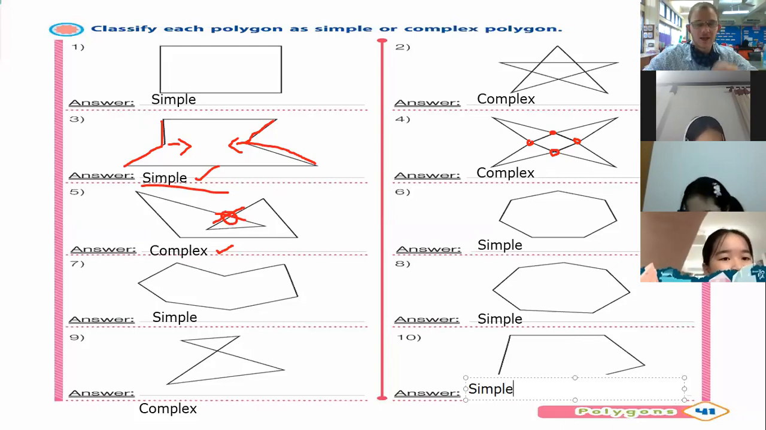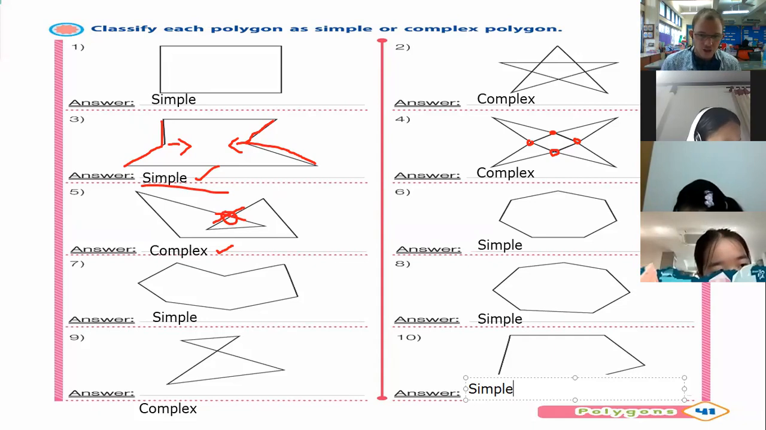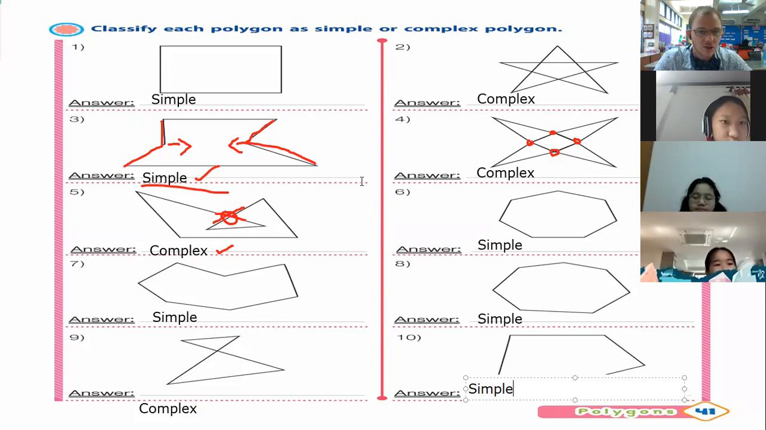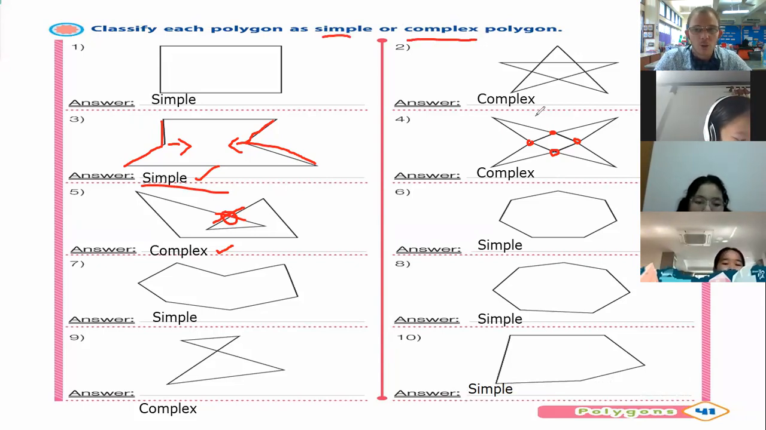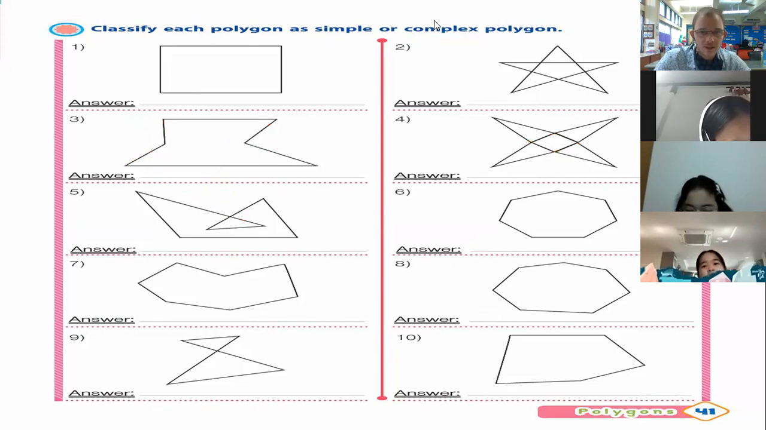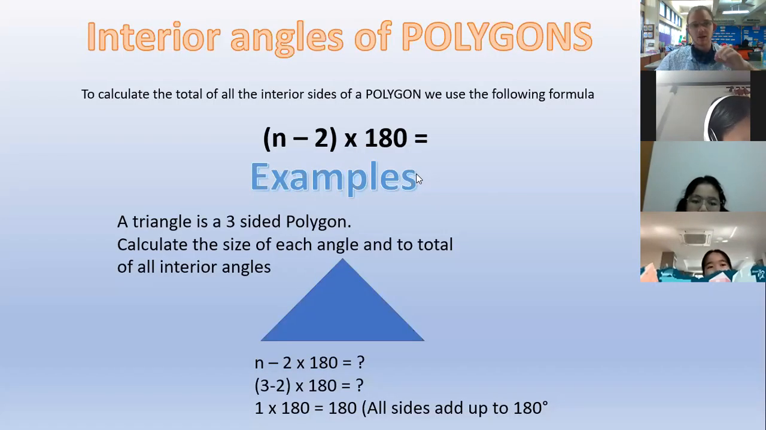Simple. Excellent. So this is just a short example, a short set of questions on how to identify or classify each polygon. But in this exercise, we only looked at simple and complex. So we didn't look at any of the other 4, which is okay. We don't have to do all of them every time. As long as we know the rules, we are okay.